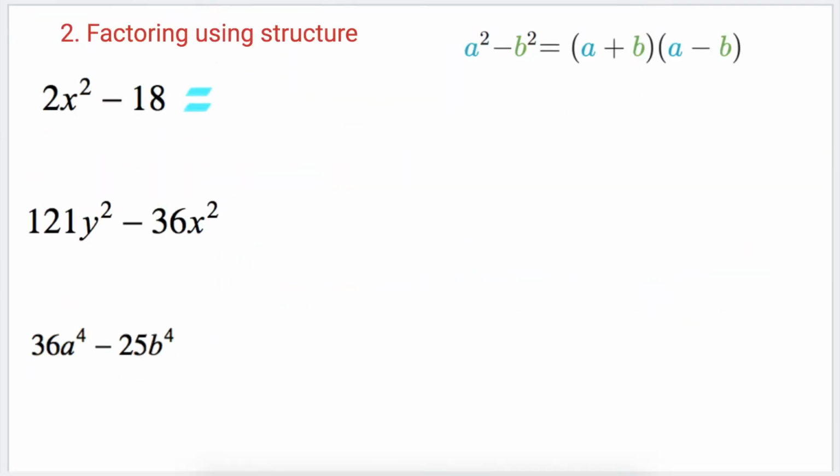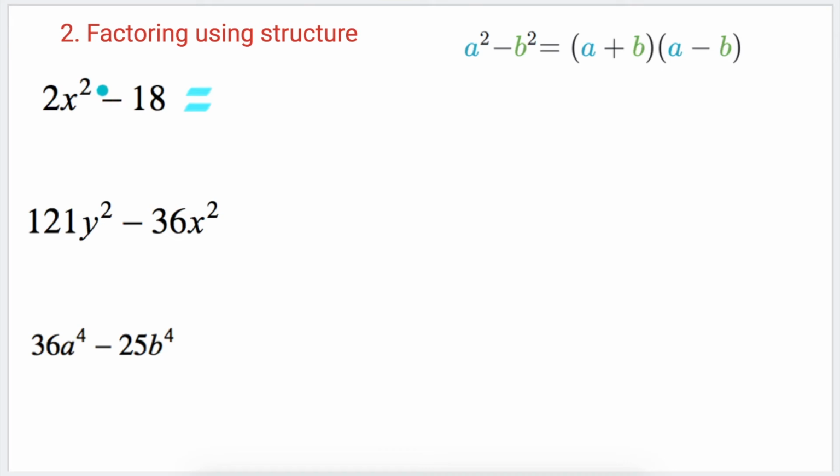One of the most commonly used methods when you want to factor using structure is called a difference of squares. So a difference of squares looks like this. You have a squared, the first term squared, minus the second term squared. If you've got 2 terms squared, this polynomial is going to be equal to parentheses a plus b and then another parentheses a minus b.